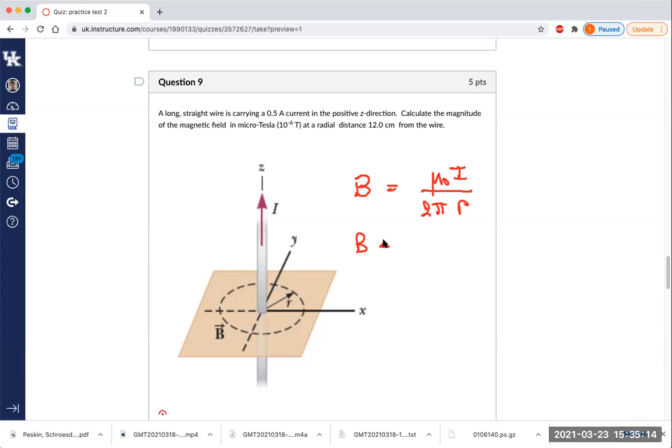So if we fill in these numbers, we've got 4 pi times 10 to the minus 7. That's the permeability. We've got a current that is 0.5 amps. We've got to divide by 2 pi times the radius of the wire. Sorry, 2 pi times the distance from the wire. That's 12 centimeters or 0.12 meters. And if we plug all those things in, I've already worked this out. I'm looking for the answer here. I get 8.3 amps.